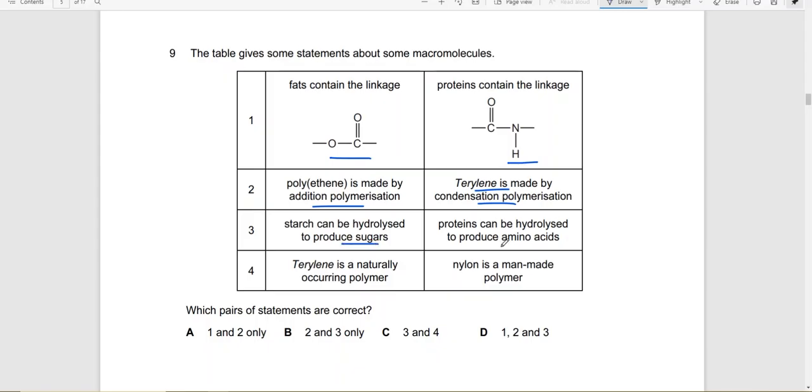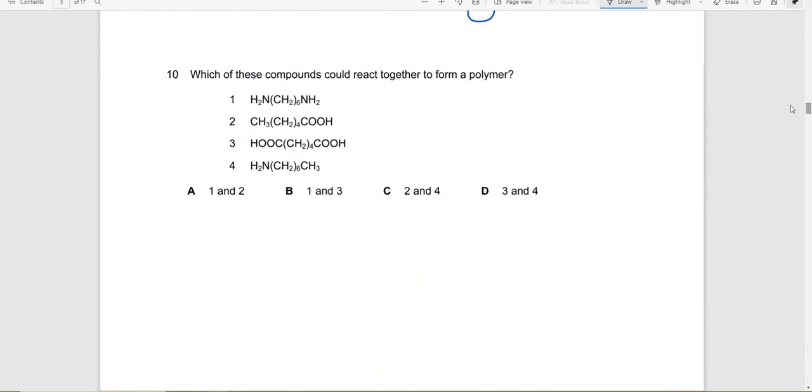Proteins can be hydrolyzed to produce amino acids. That is true as well. Terylene is a naturally occurring polymer. No, it's just a synthetic polymer. So the answer would be 1, 2 and 4.